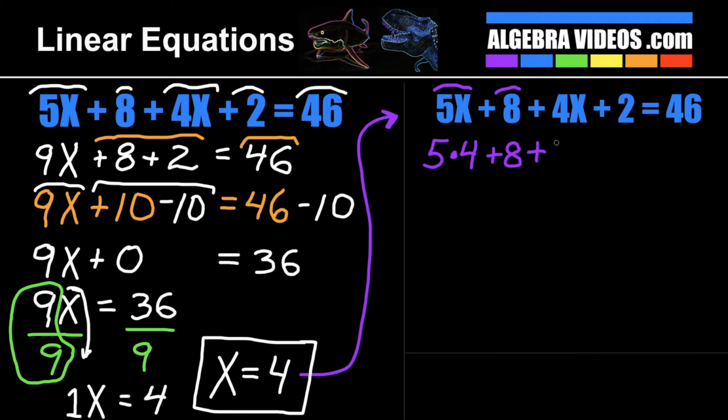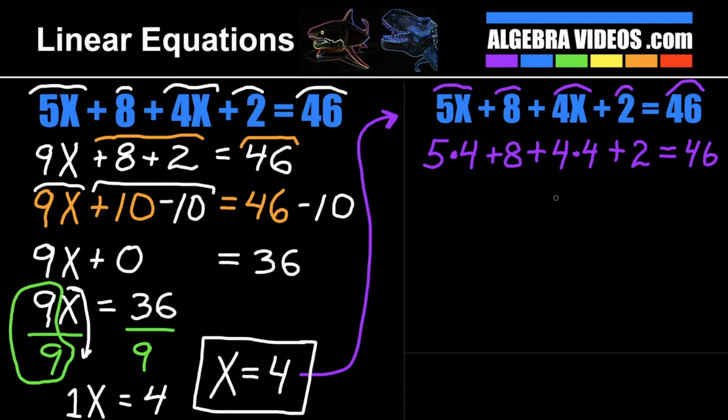Plus 4x. This term here is 4x. So we're going to write that as 4 times, and we're plugging in for x. What are we plugging in down here? 4. So we're going to plug in a 4 right there. Plus 2. There's 2 right here. We're just going to rewrite it right there. And that equals 46, right? That's what's on the right side. So that equals 46.